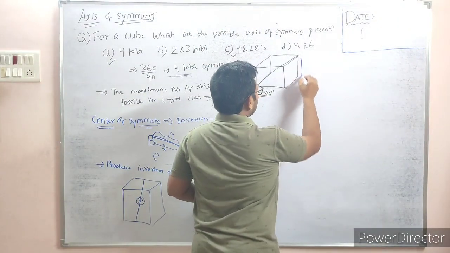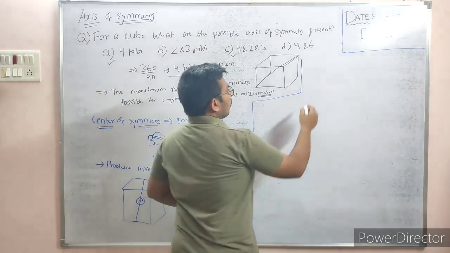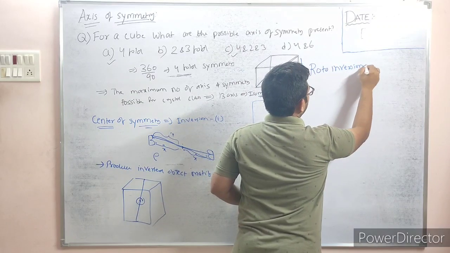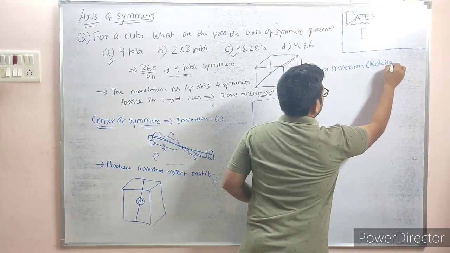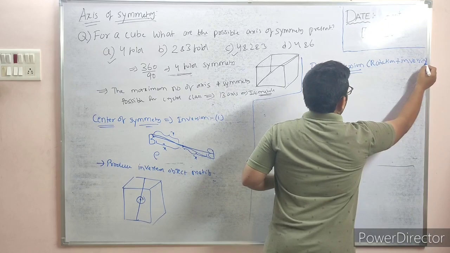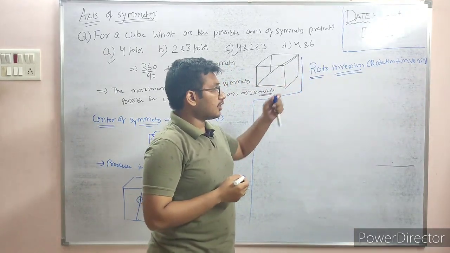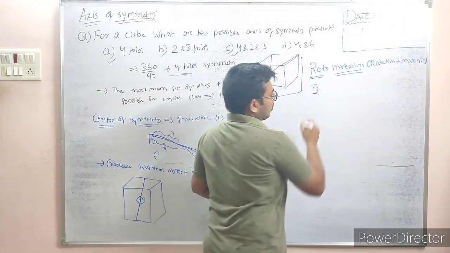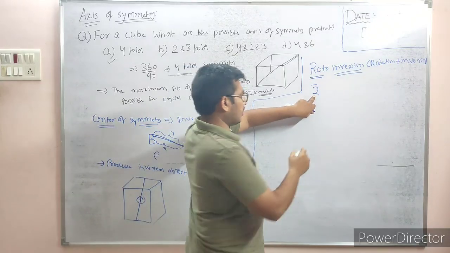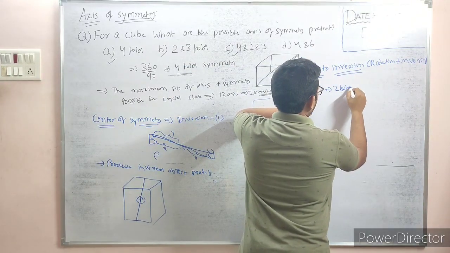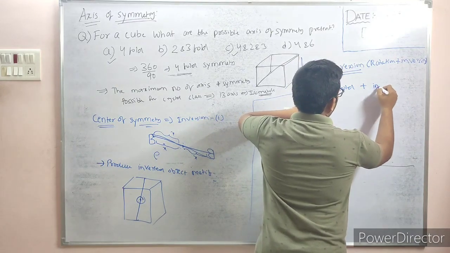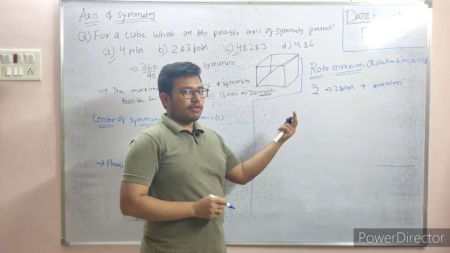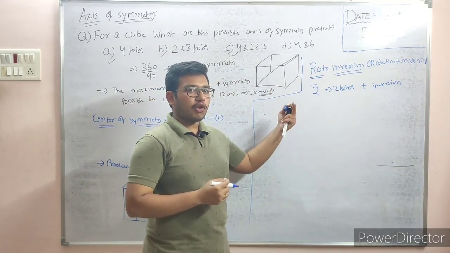Now moving into the last one, which is roto-inversion. So it is a combination of two, rotation plus inversion. In this, first rotation occurs and then inversion occurs. For example, we take 2 bar, which has a 2-fold rotation axis, right? 2-fold rotation axis plus inversion. Now we have to rotate first 180 degrees. We have to rotate any motif 180 degrees first, and then you have to invert it.